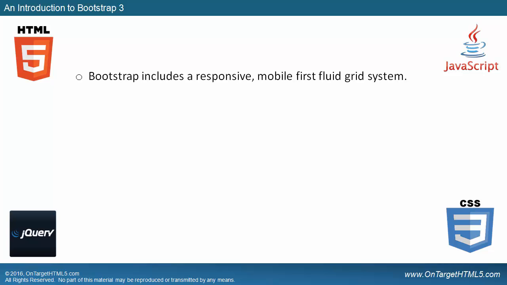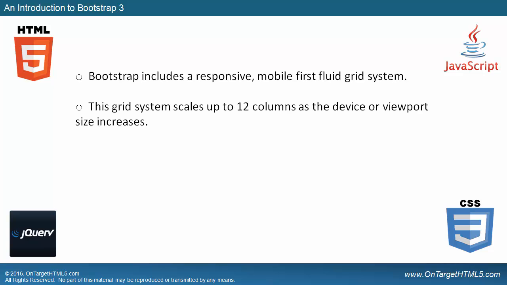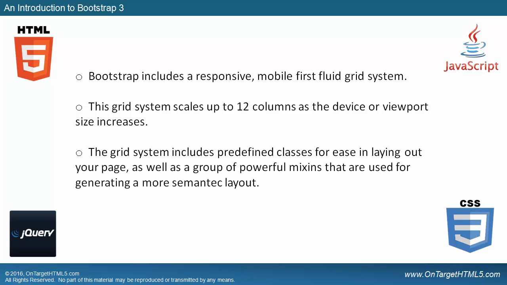Bootstrap includes a responsive, mobile-first fluid grid system as part of its development. The grid system scales up to 12 columns as the device or viewport size increases. The grid system includes predefined classes for ease in laying out your page, as well as a group of powerful mixins that are used for generating a more semantic layout.